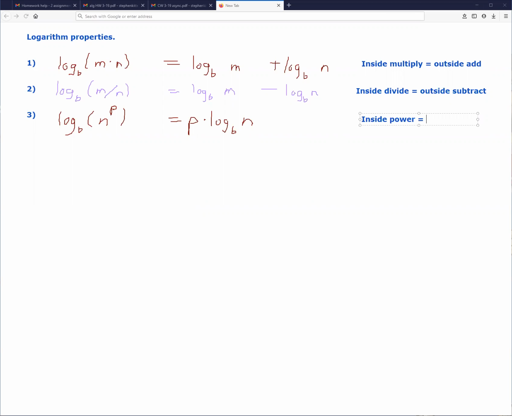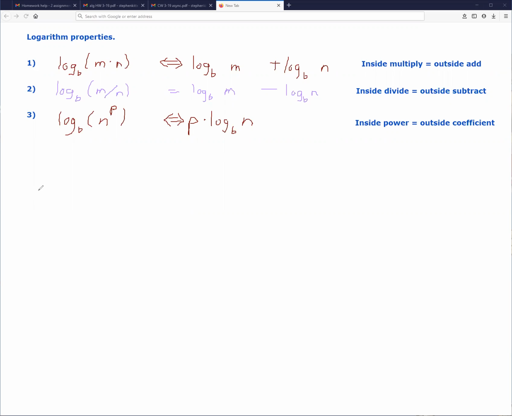So inside power equals outside coefficient. I'm not going to call it a multiply because that could lead to you confusing it with the first rule. I'm going to call it an outside coefficient. Now, you can go in either direction with these. It is not limited to going just left to right here. So there are going to be times when you're going to do one, there are times when you're going to do the other. Let's illustrate how they work, though.